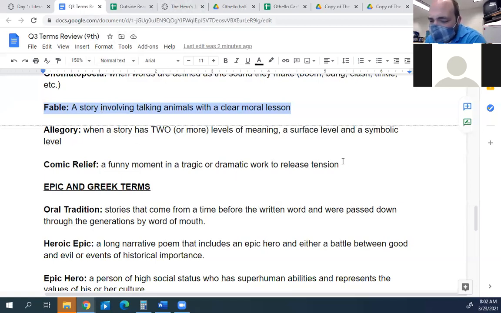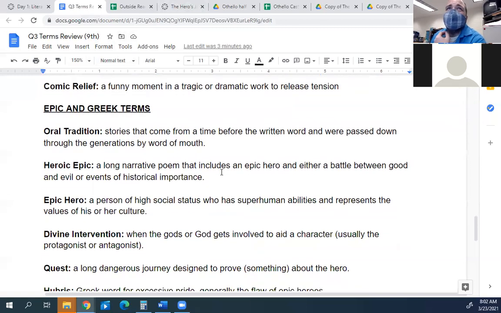Comic relief is a funny moment in a tragic or dramatic work to release tension. There have been lots of these moments in your outside reading books. You know, things get pretty intense, and we've got to throw something amusing at the characters or at the reader just to have a laugh. So keep your eyes out for those. All right, now we're on to some epic and Greek terms.